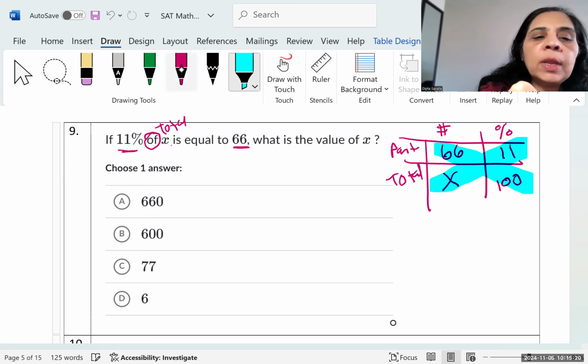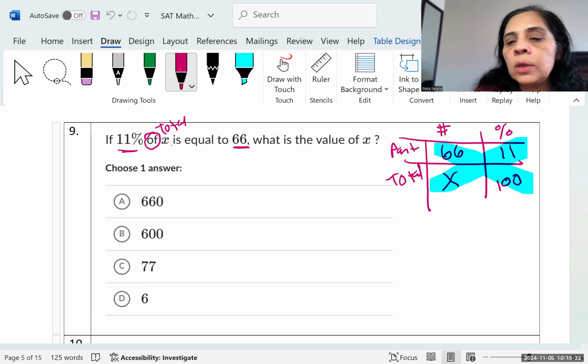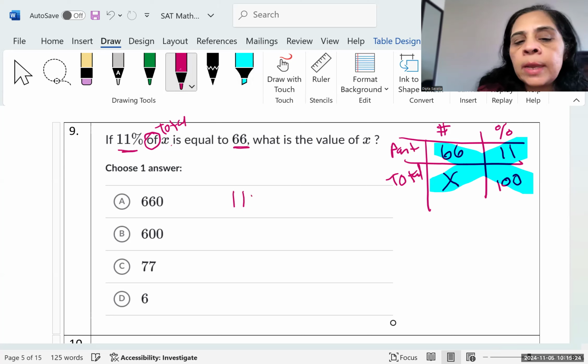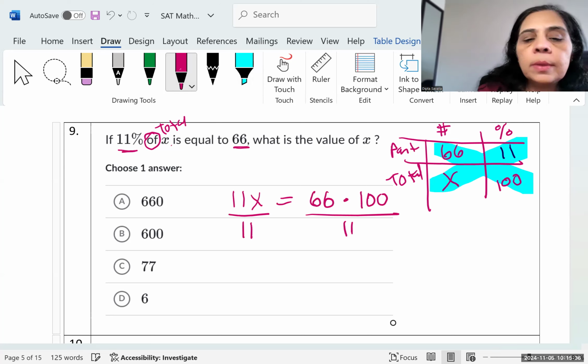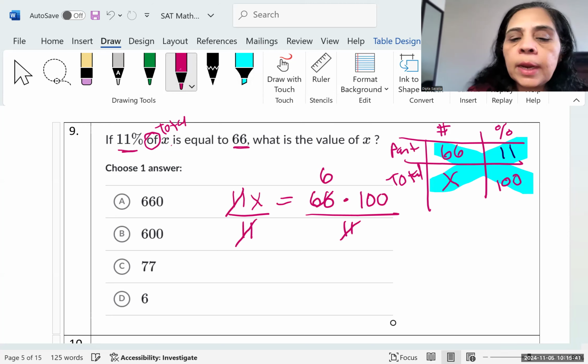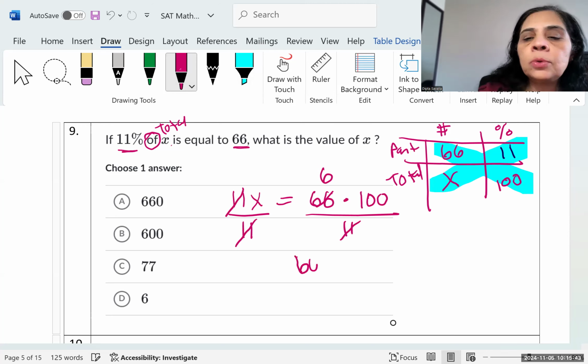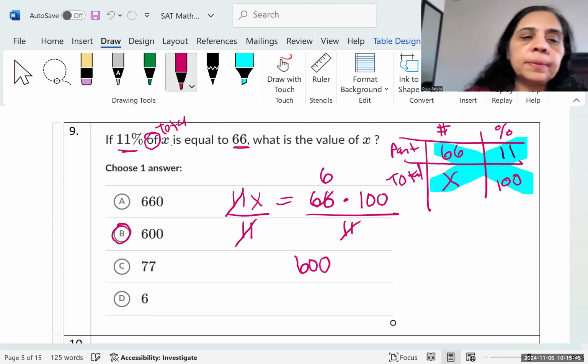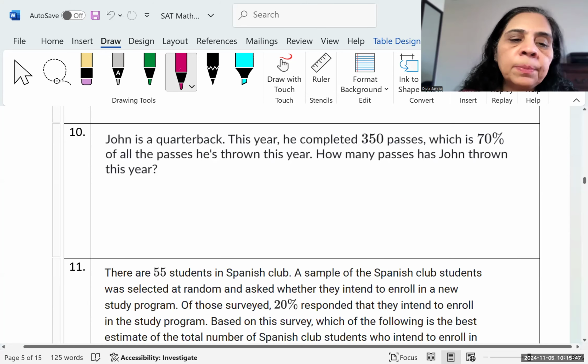And we can write an equation from here. So 11 times X is 11X equals 66 times 100. And now we can just divide by 11. So that 11 cancels. 11 times 6 is 66. 6 times 100 is 600. So total is 600.